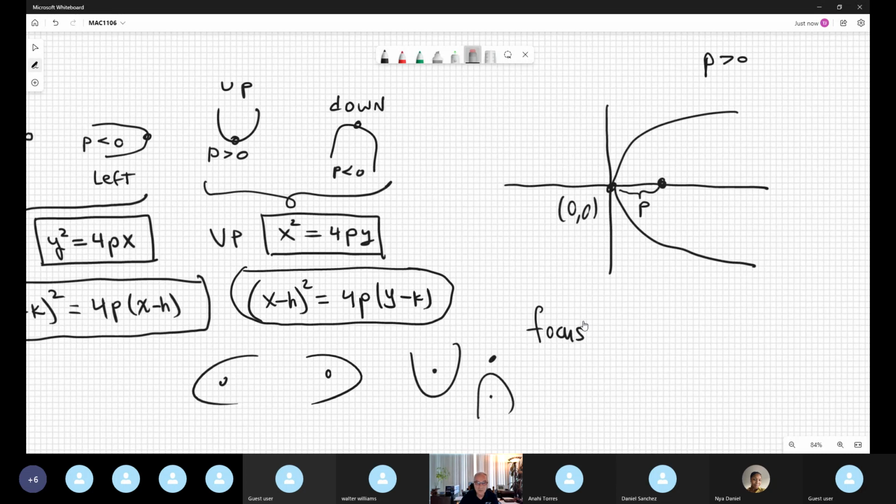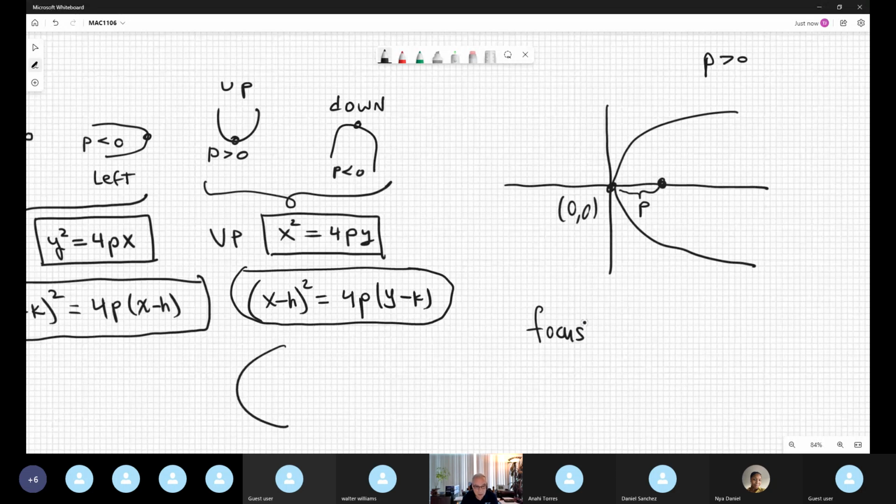And this determines how wide or how narrow our parabola is. So I see my parabola is like that, or like that, depending on the p parameter. But this distance is 2p.